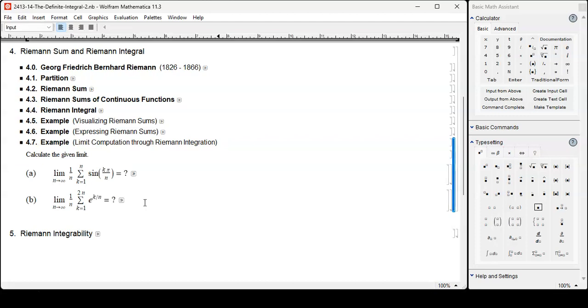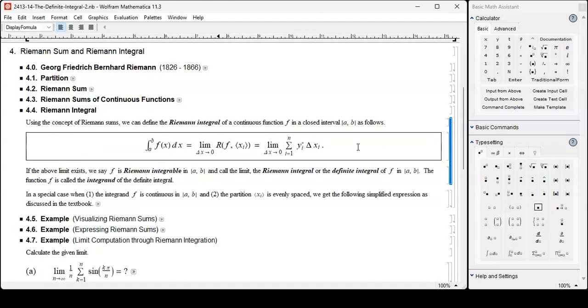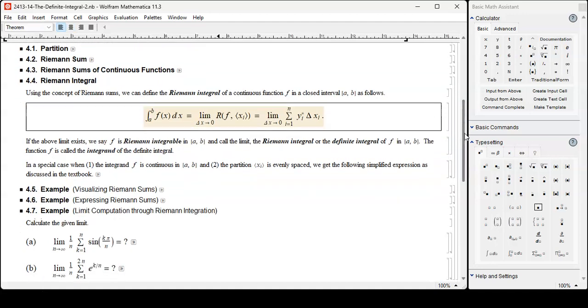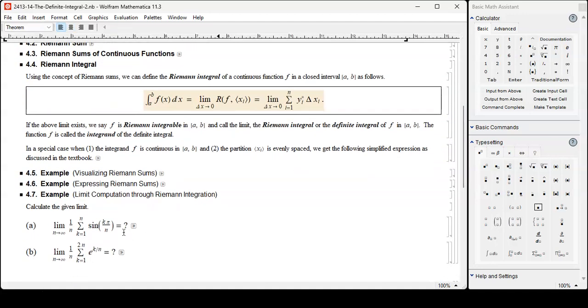How about these? We have limit of some Riemann sum, and they should correspond to this. Compare this with these. Do you see the resemblance? Maybe not yet. I'll give you a hint.